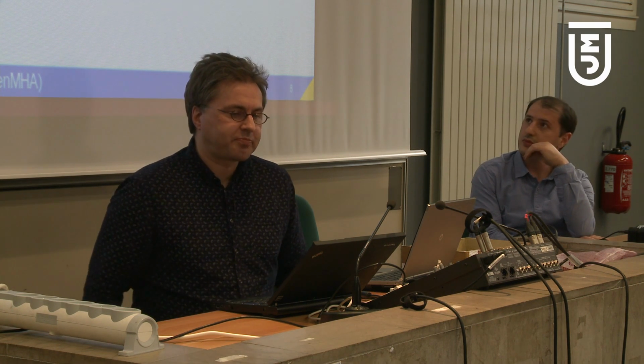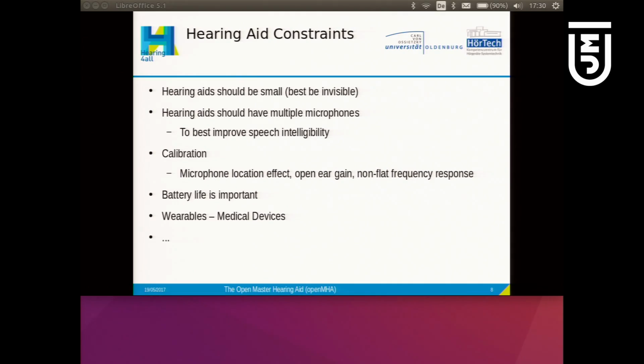So what are the constraints on hearing aids? Well, the stigmatization leads to the point that hearing aids should be small, best would be invisible, so this is the cosmetic effect. We don't address this part in our research. Another thing is, for example, hearing aids should have multiple microphones because multi-microphone noise reduction techniques are the best to improve speech intelligibility. Calibration of hearing aids is tricky, and battery life is very important.